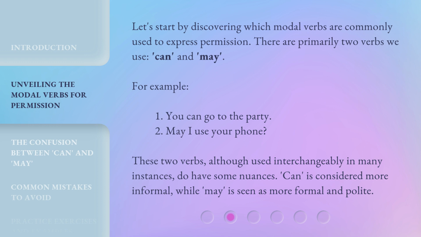Let's start by discovering which modal verbs are commonly used to express permission. There are primarily two verbs we use, can and may. For example, 1. You can go to the party. 2. May I use your phone? These two verbs, although used interchangeably in many instances, do have some nuances. Can is considered more informal, while may is seen as more formal and polite.